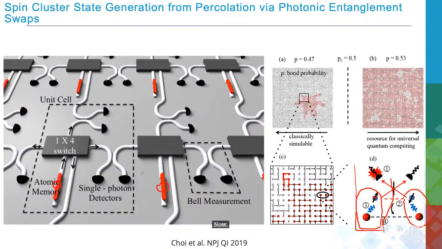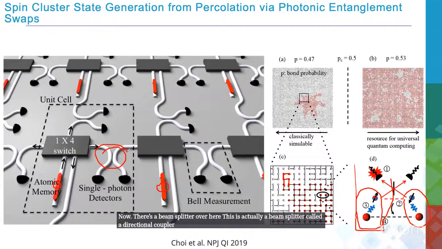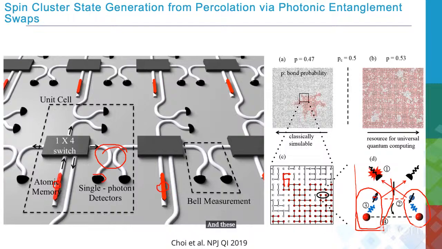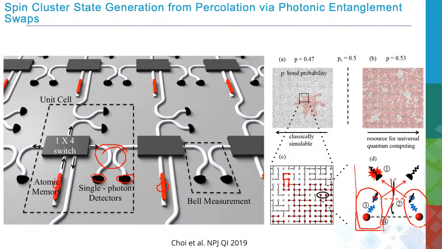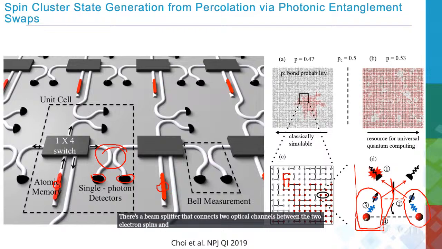Now, there's a beam splitter over here. This is actually a beam splitter called a directional coupler that Shelby is going to tell you about when I shut up. And these are single photon detectors. So even though this system looks a little bit different, it is exactly what we just drew. There's a beam splitter that connects two optical channels between the two electron spins and two detectors. And each one obviously has its nuclear spin qubit.